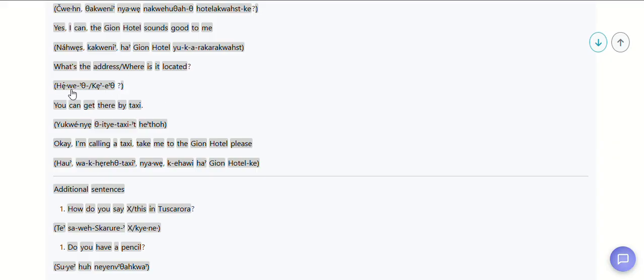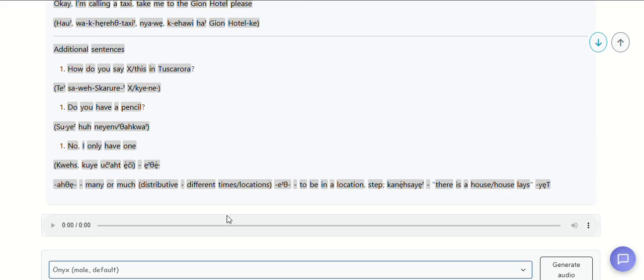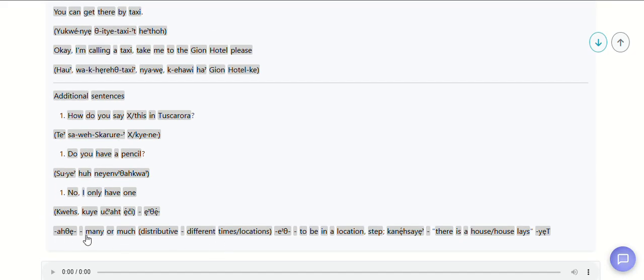how, I believe, is what, is where. So what Tuscarora does have is, I mean, many or much. You could say this for different times, different locations. So if you wanted to say how many, there's not really a way to say how many. So you might have to put the word for what, or the word for how, and combine it with this to mean how many or how much.